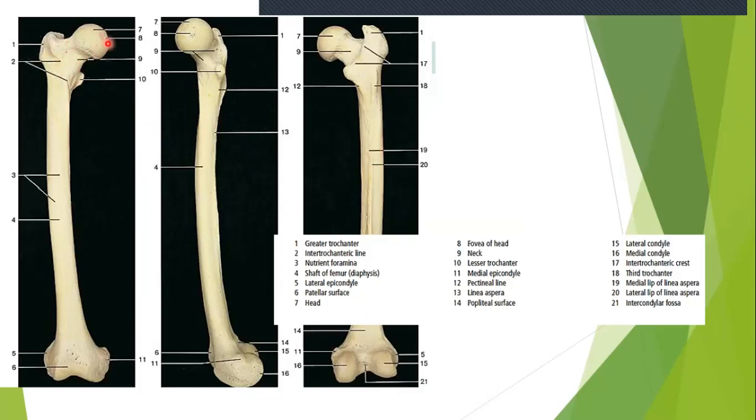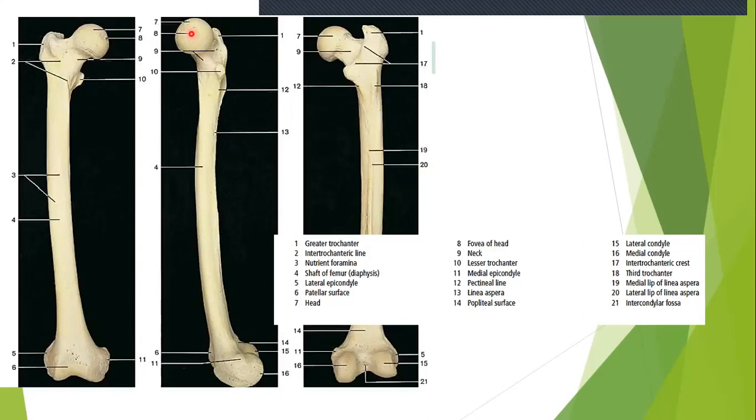Then we have, when you go to the labs, if you take a femur, you will see at the tip of the head we have like a hole. That is where there is a ligament known as ligamentum teres femoris, which usually inserts there. So that hole is known as the fovea of the head of femur.